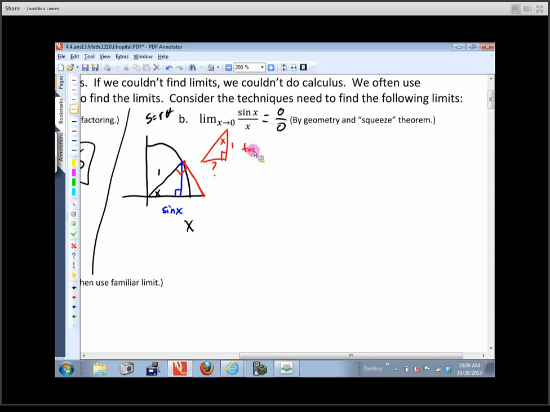Yeah. The tangent of x would equal the opposite, which is a question mark over 1. So that opposite side, that question mark, is the tangent of x. Okay? So this right here is the tangent of x. Any questions there?